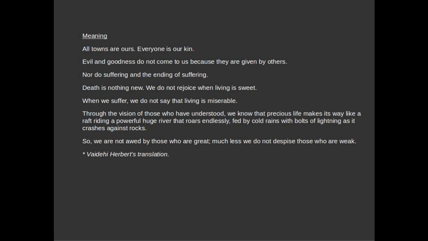Through the vision of those who have understood, we know that the precious life makes its way like a raft riding a powerful huge river that roars endlessly, fed by cold rains with bolts of lightning as it crashes against rocks. So, we are not awed by those who are great, much less do we despise those who are weak.